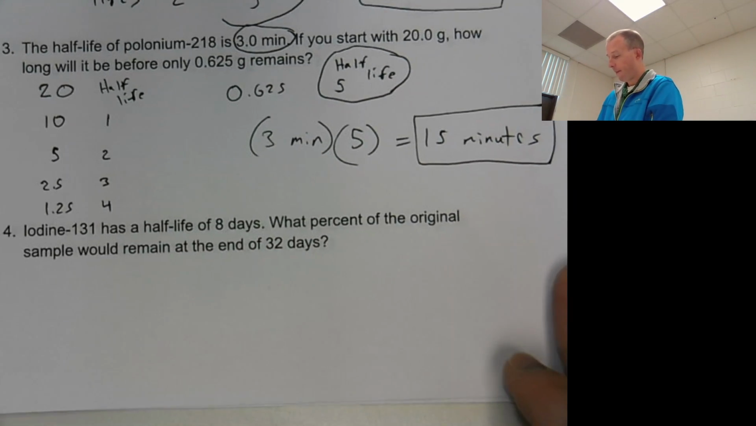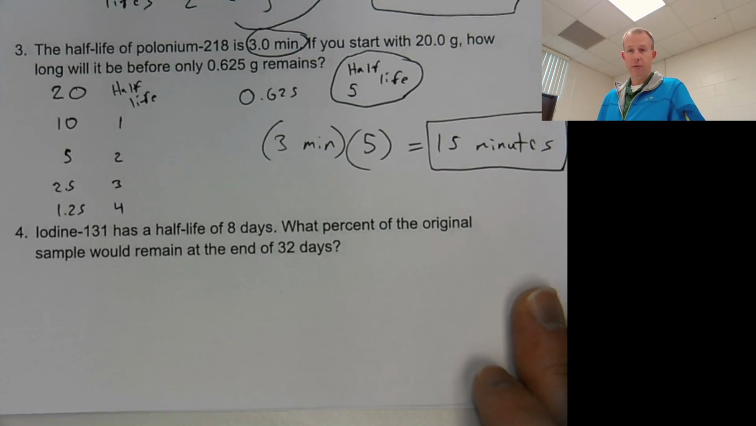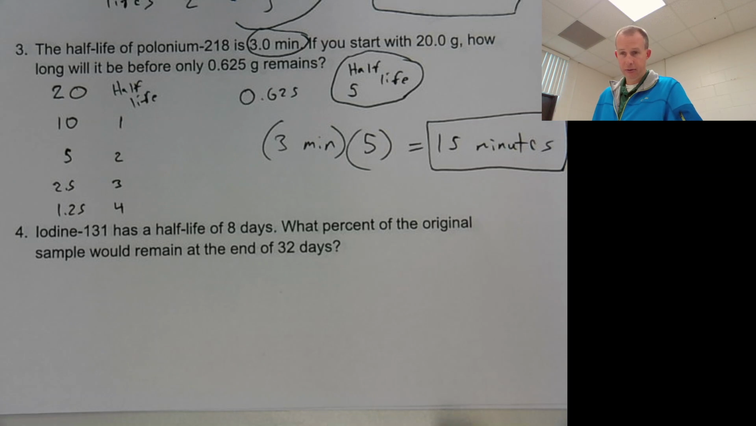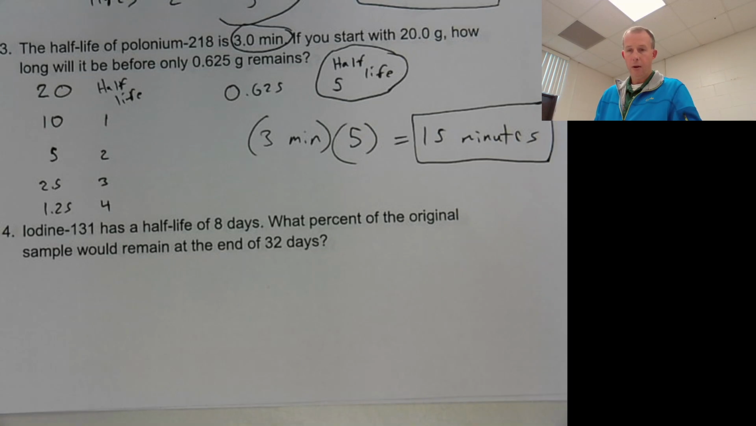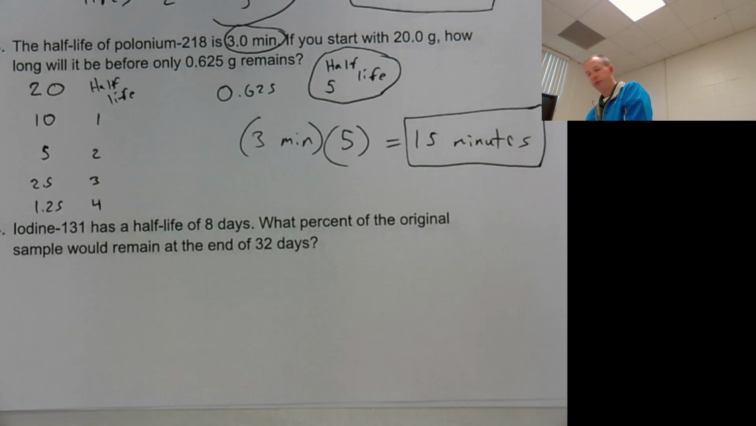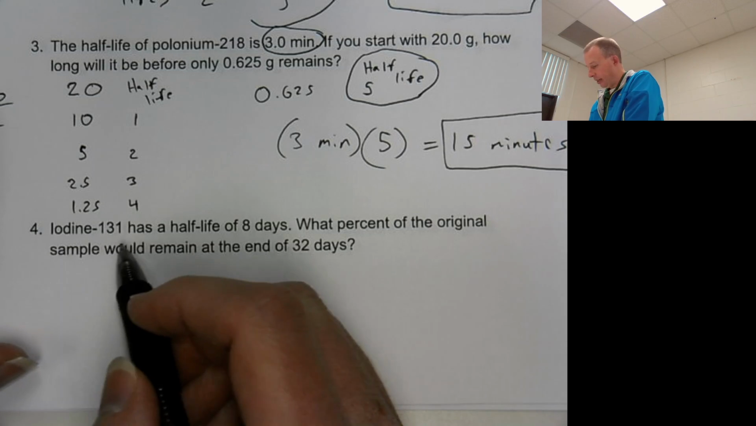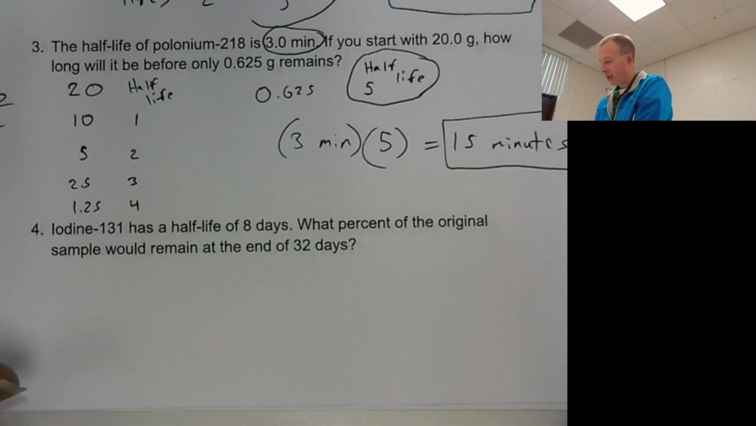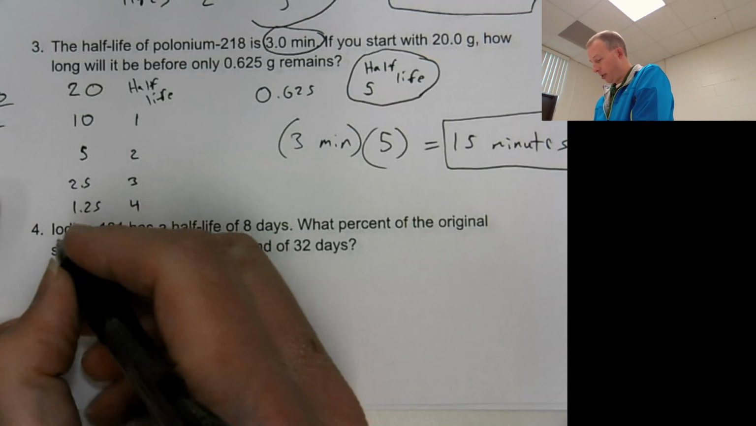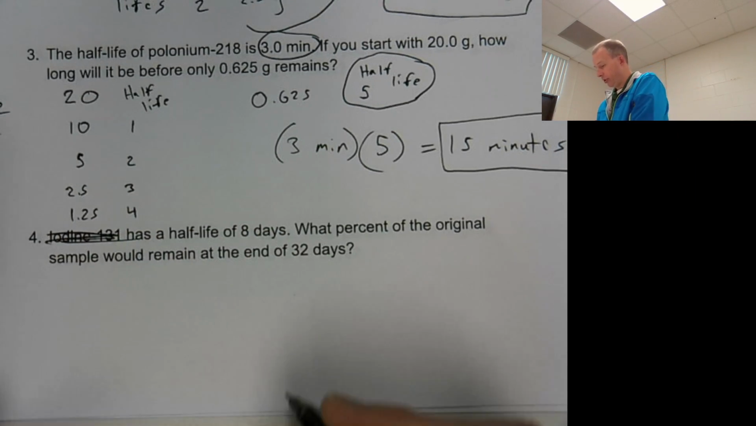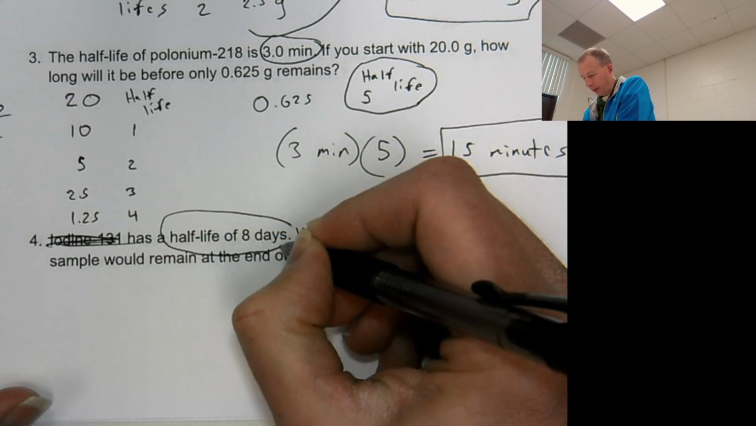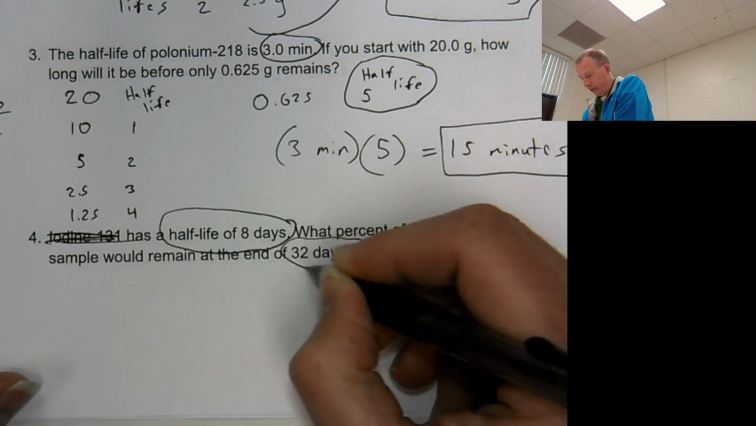All right. And then lastly, take a look at number 4. I'm going to pause it again, let you try that for a minute. All right, so hopefully you tried this one. So number 4 is a little interesting in the way it's worded. I don't want you to think that's too complicated or anything either. So it says, iodine has a half-life of 8 days. What percent of the original sample would remain at the end of 32 days? Now, the thing that confuses kids here, the iodine part, again, that means nothing. We don't care about that. We just care about the half-life of 8 days, and the time frame is 32 days.